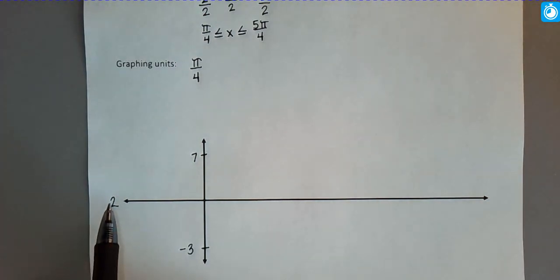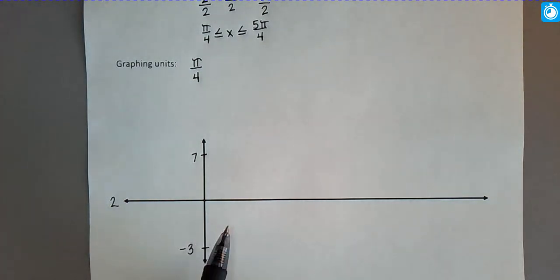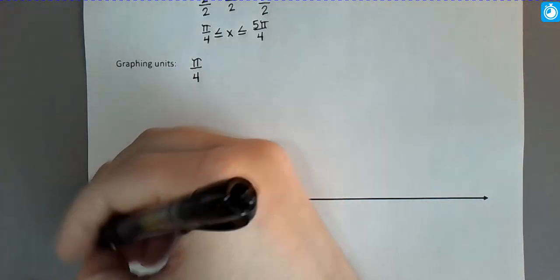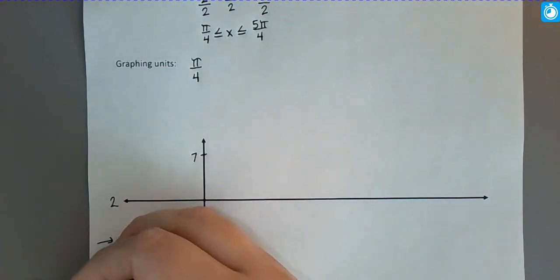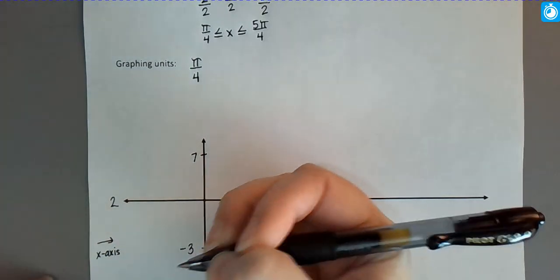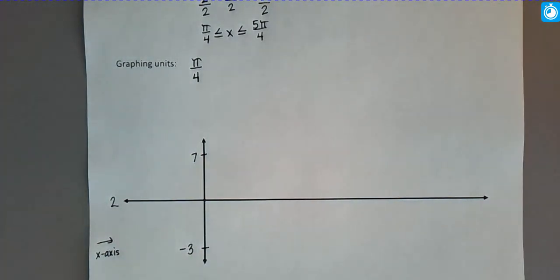Well, if this is y equals 2 and this is y equals -3, the actual x-axis is somewhere between those. So the actual x-axis is somewhere in between. You can label it if you want, or wait till the end to label it. Just keep in mind that this is not actually the x-axis anymore.